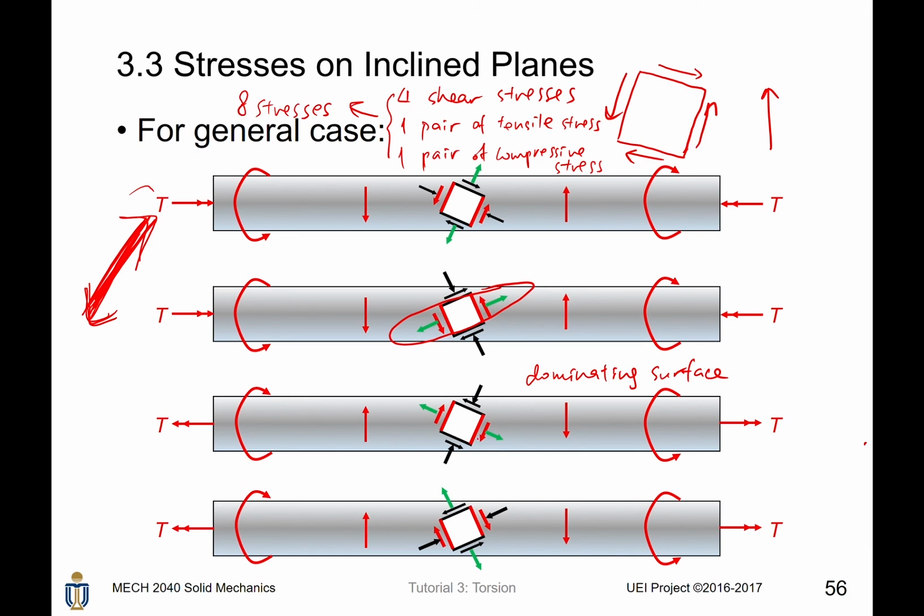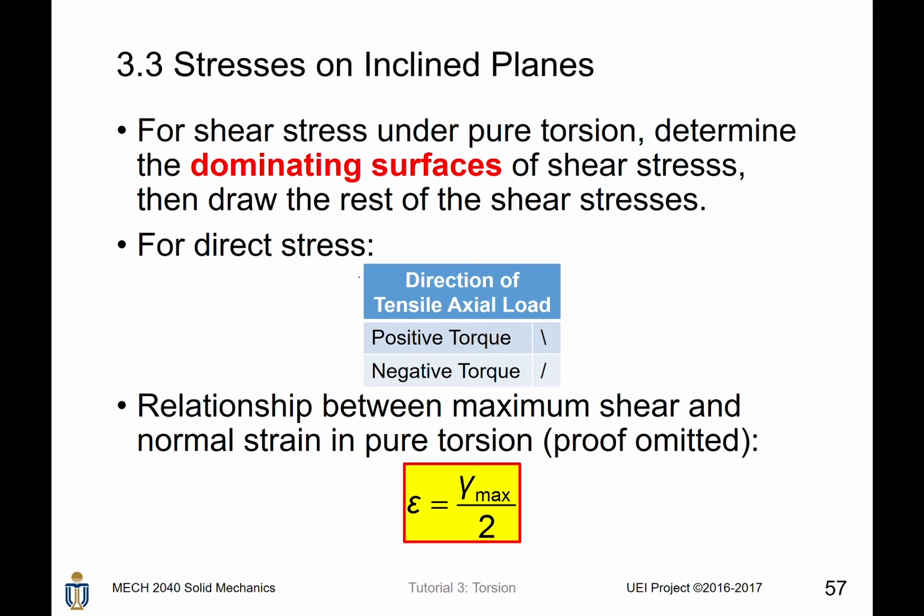So the 2 arrows are pointing to each other. However, for an element in the positive torque, it is tensile in this direction while it is compressive in this direction. Here is some summary. For shear stresses, first determine the dominating surfaces as we mentioned, and then draw the shear stress on that dominating surface following the direction of the vertical shear stress. Then you can draw the rest of them easily.